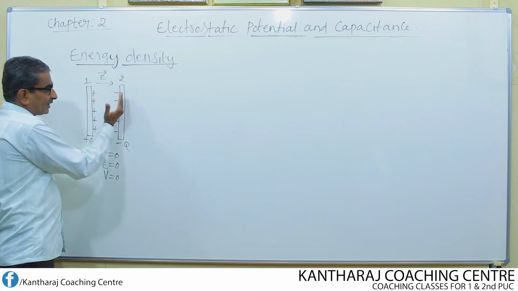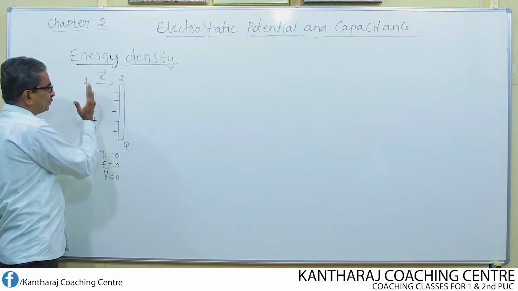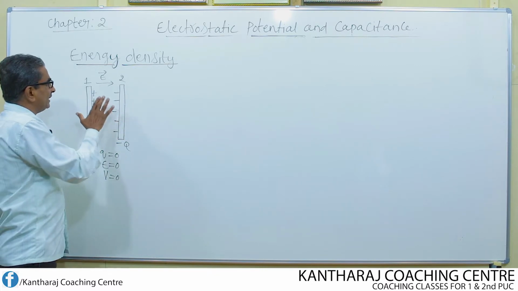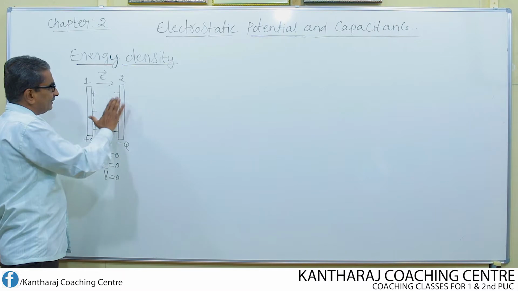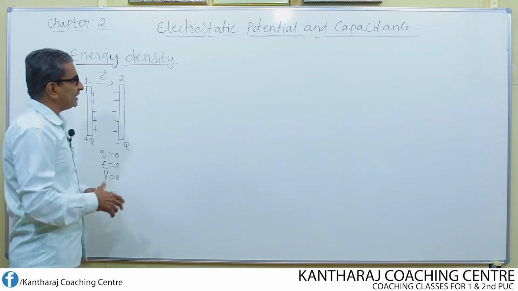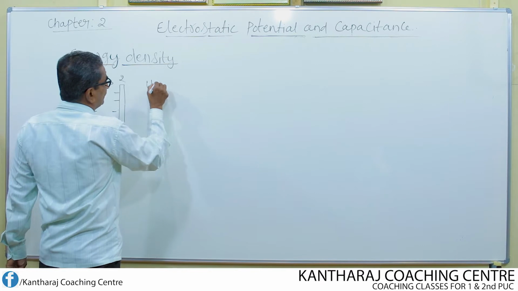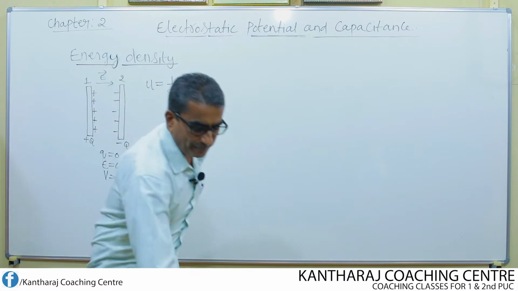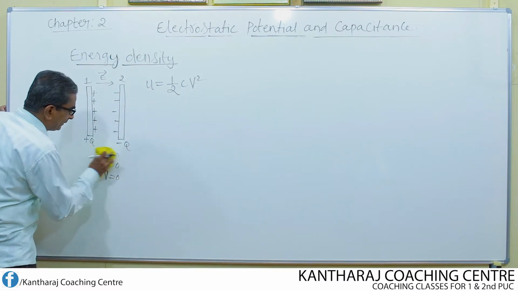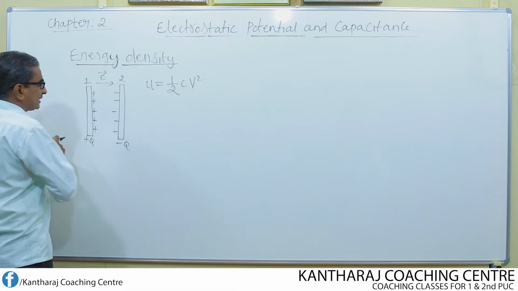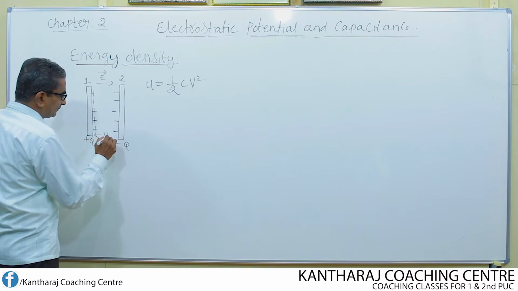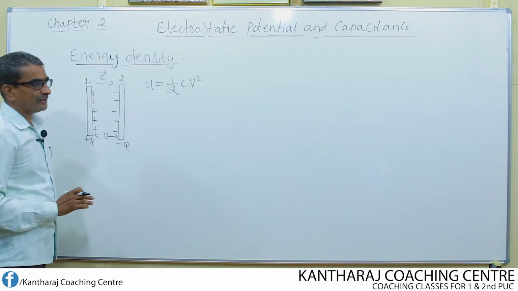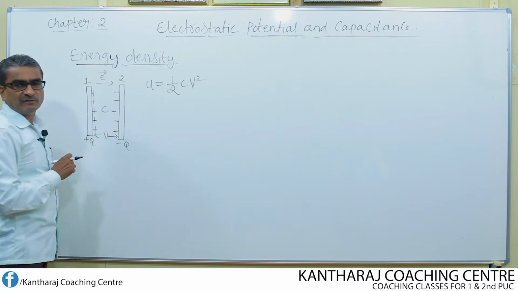While transferring the positive charge from plate 2 to plate 1, the total amount of work done will be stored in the space between the two plates as electric potential energy, which is given by the equation U equal to half into C into V square. What is V? V is the potential difference between the two plates. After charging the plates, V becomes the potential difference and E becomes the electric field between the plates. C is the capacitance of the capacitor.